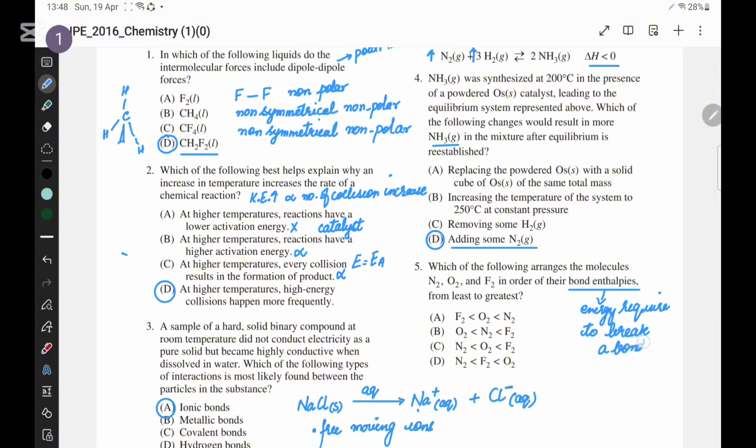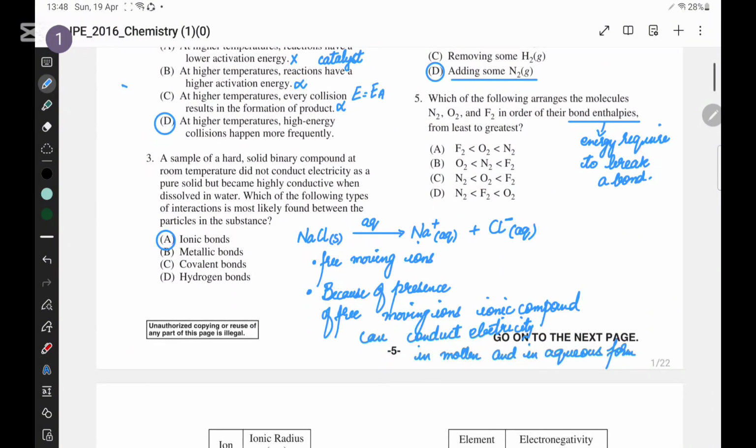And one thing here, we have three: fluorine, oxygen and N2. Fluorine from group 7 has a single bond, oxygen from group 6 has a double bond, nitrogen from group 5 has a triple bond. So remember, nitrogen is called an inert gas. Why? Because it has a triple bond, it has quite high bond enthalpy, it is very difficult to break. So which is going to be the right option for us? That is going to be A.